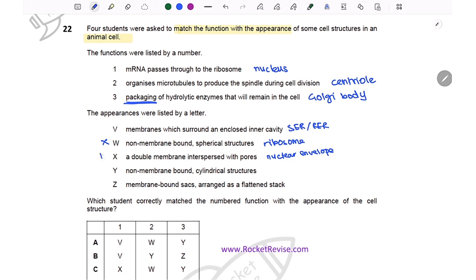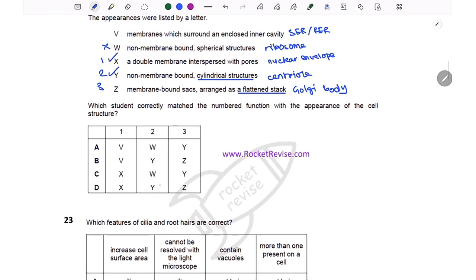So that is going to be 1 from this. And non-membrane bound cylindrical structure, that is going to be centriole. 2. Membrane bound sacs arranged as a flattened sac. So when you talk about flattened sac, I said earlier that this is Golgi body. So XYZ. Answer is D.